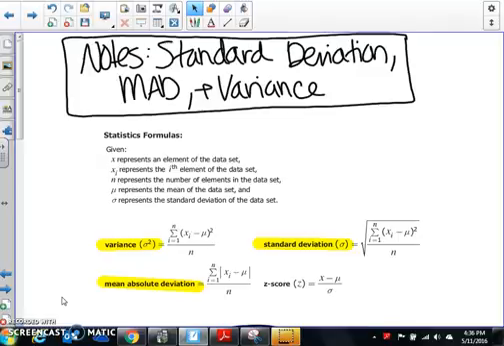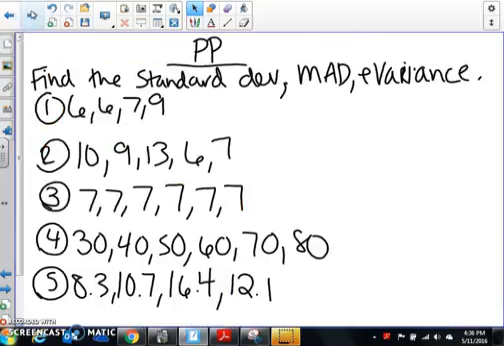All right, so now here are your practice problems. Okay, so you're going to find the standard deviation, the MAD, and the variance for each set.